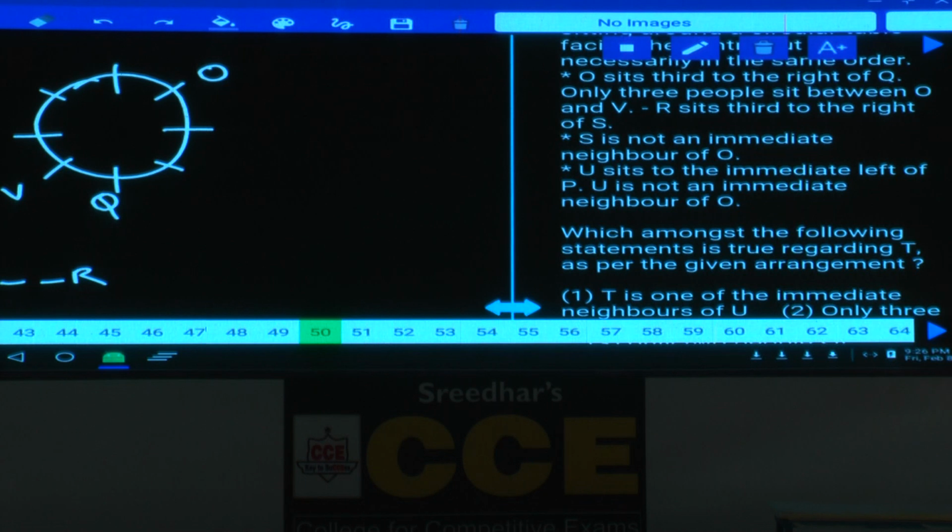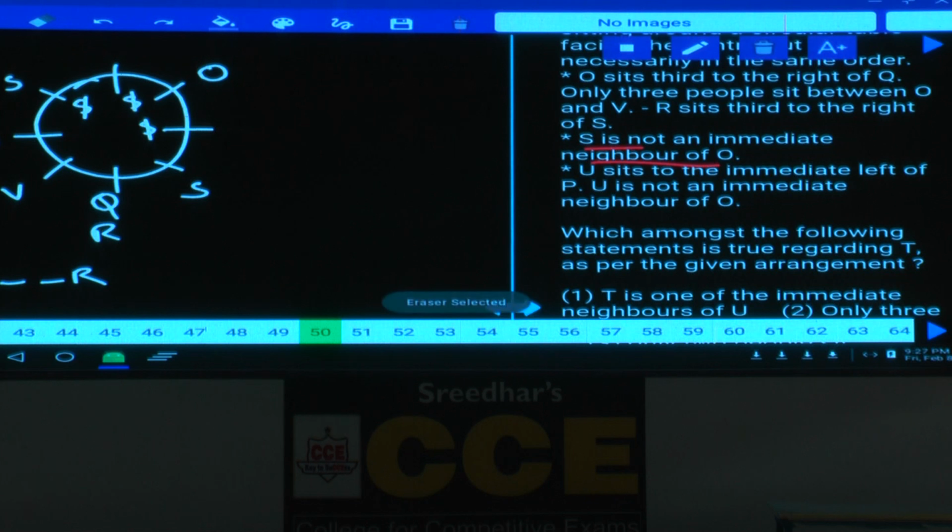As S is not an immediate neighbor of O, S cannot be in these 2 places. S cannot be here and S cannot be here. Now tell me whether S can be here or not. If S is here, then R sits third to the right of S, then Q and R must be in the same place, which is not possible. Hence, S cannot be here as well, isn't it? Hence, S cannot be in any one of these 6 places. Now, whether S can be here or S can be here. How many possibilities do we have? We have 2 possibilities, isn't it?